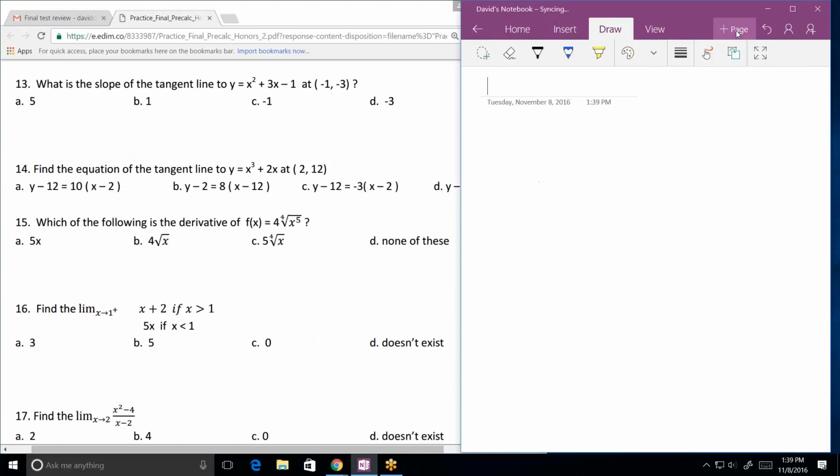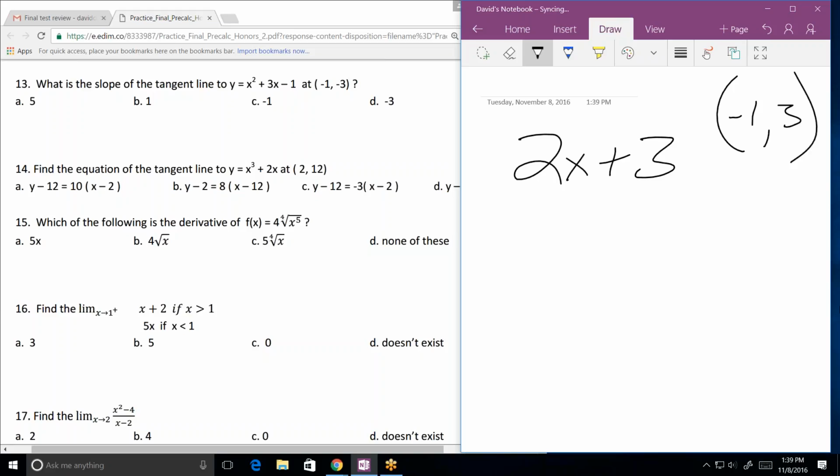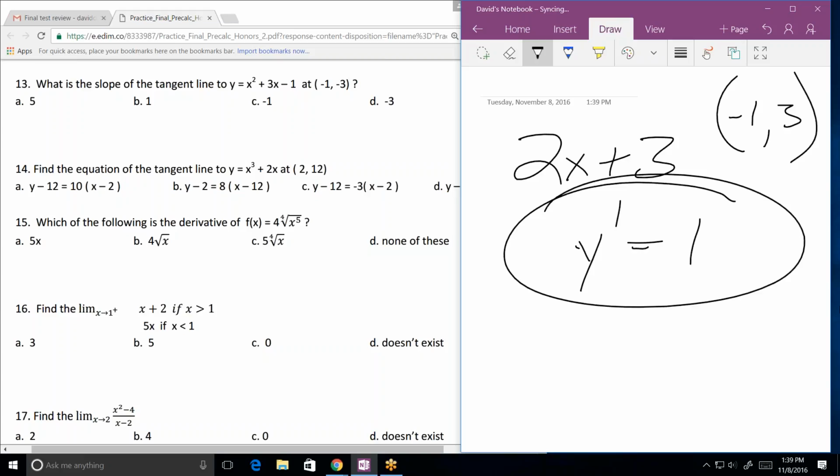This is one of the most common questions you can have in calculus. What's the slope of the tangent line? The slope of the tangent line means first derivative. That's what they're talking about. Would it be 2x plus 3? Then evaluate that at that point. You plug it in, it would be 1. So it would be b. Right, the slope of the tangent line is 1.